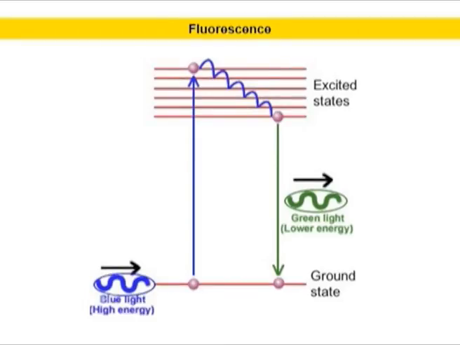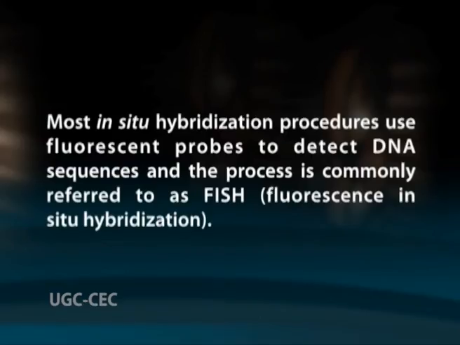Fluorescence, a phenomenon whereby a chemical excited at one light wavelength emits light at a different and usually longer wavelength, is used throughout the life sciences to study a wide variety of structures and intracellular activities. Today, most in-situ hybridization procedures use fluorescent probes to detect DNA sequences, and the process is commonly referred to as FISH, or fluorescence in-situ hybridization.